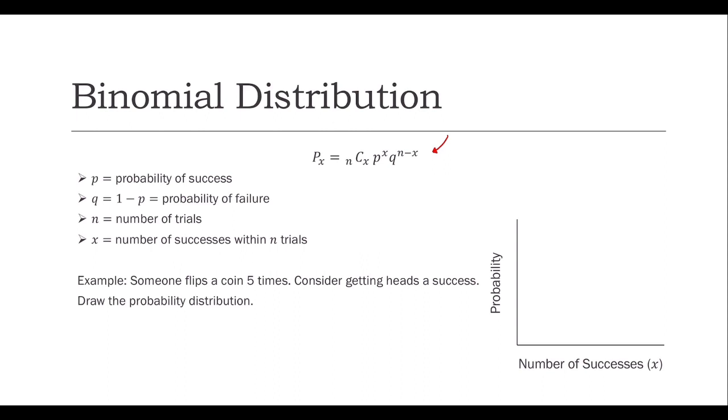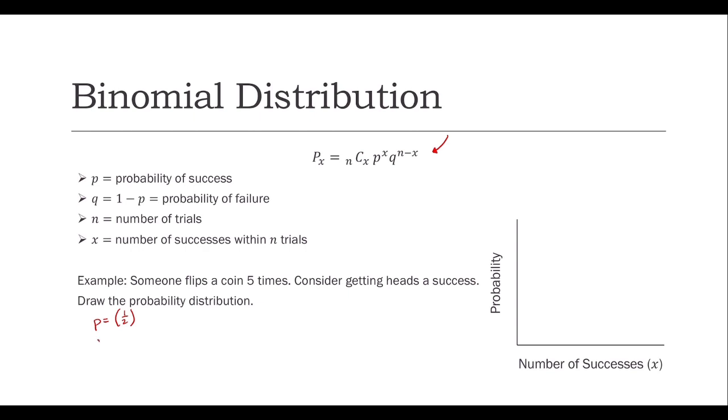So someone flips a coin 5 times. Consider getting heads a success. Draw the probability distribution. So P is our probability of success. There's only 2 sides to a coin. So as long as it's an evenly weighted coin, you have a 50-50 chance for each one. So your probability of success will be 1/2 or 0.5.